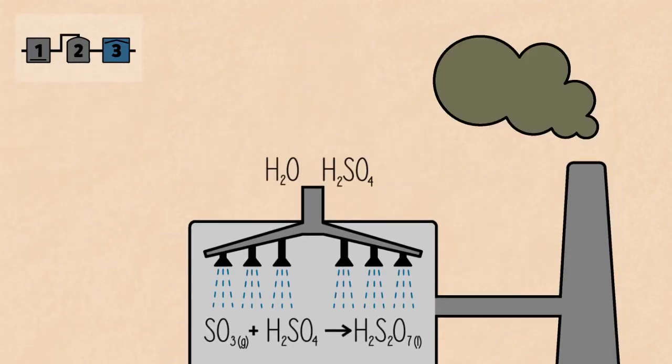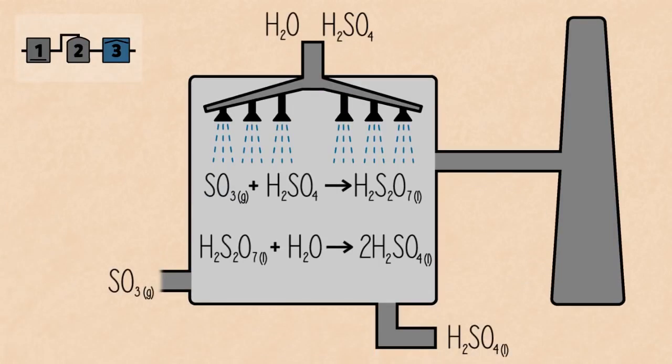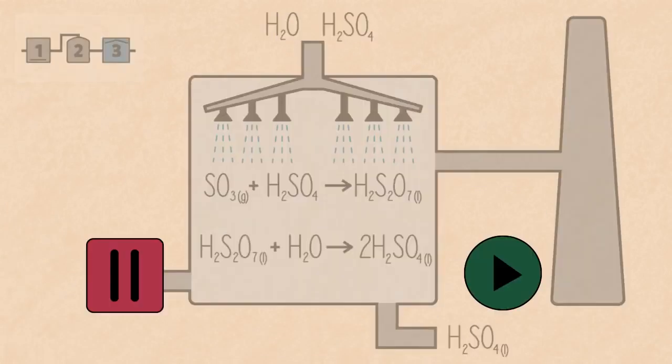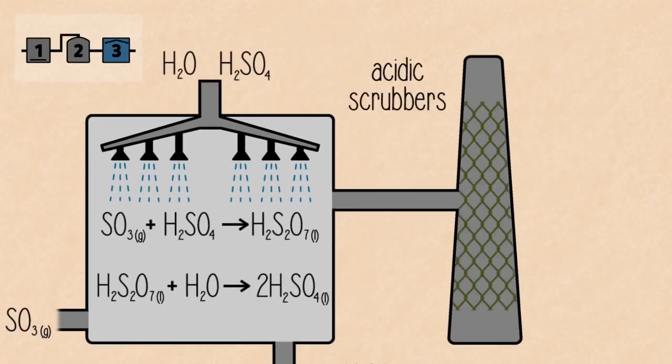There are some acidic waste gases from stage 3 which can escape and cause local acid rain. Here's a challenge for you. What can you fit the chimney with to stop these gases from being released into the atmosphere? The correct answer is that the chimney is usually fitted with acidic scrubbers.